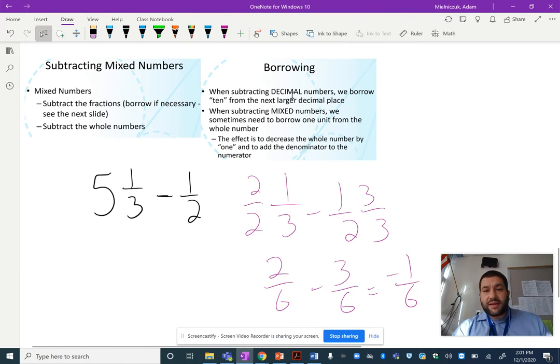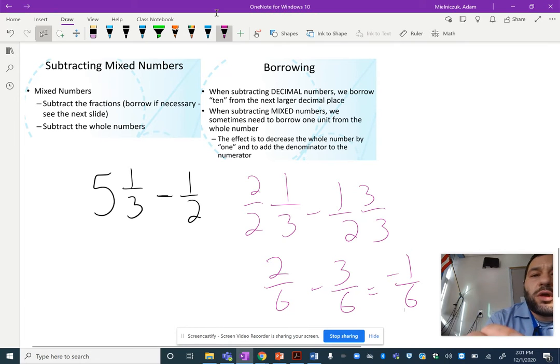So when subtracting decimal numbers, we borrow 10 from the largest decimal place. When subtracting mixed numbers, we sometimes need to borrow 1 unit from the whole number. Basically, the effect is to decrease the whole number by 1 and to add the denominator to the numerator.